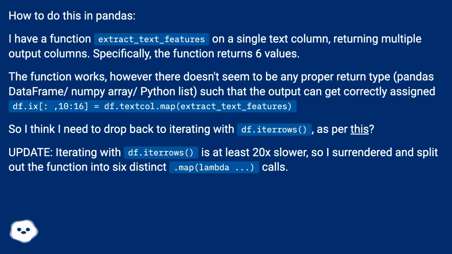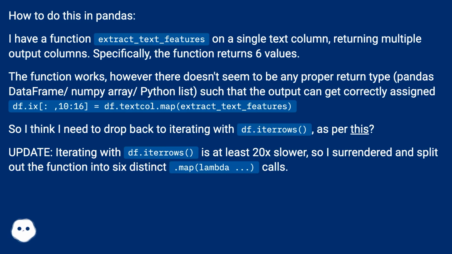The function works, however there doesn't seem to be any proper return type, Pandas dataframe, numpy array, Python list, such that the output can get correctly assigned: df[['col10', 'col11', ..., 'col16']] = df.textcol.map(extract_text_features). So I think I need to drop back to iterating with df.iterrows, as per this.